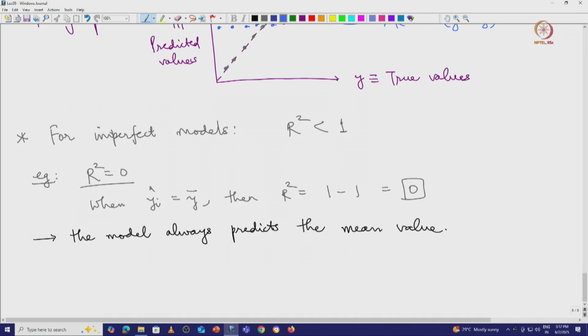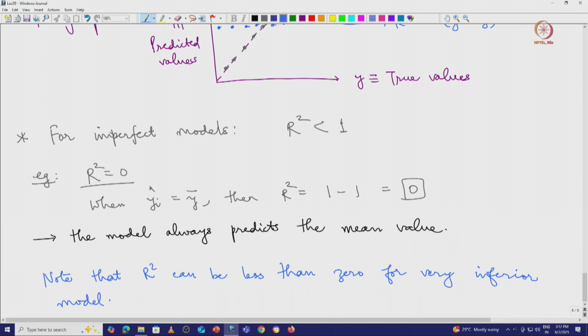And one thing to note is that R square can be negative also. Note that R square can be less than 0 for very inferior models, which are not at all able to explain the relationship between the data and the features.